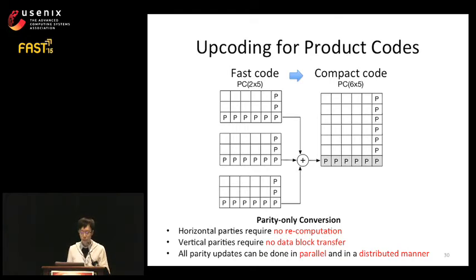The goal here is to merge 3 2x5 fast product codes into a single 6x5 compact code. As we can see, the data blocks on the row stay the same, so the horizontal parities do not require recomputation. We only need to update vertical parities. As noticed, the new vertical parities can be effectively computed by taking the XOR of the old vertical parities at the same position. So when updating the parities, we do not need to read data blocks. Overall, all the parity updates can be done in parallel and in a distributed manner.